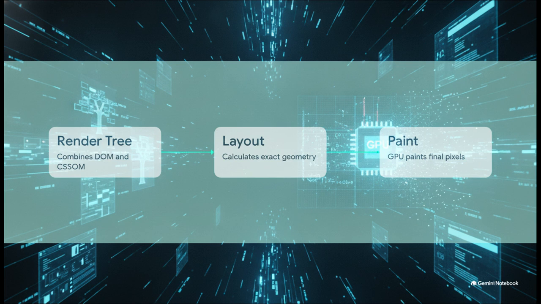Next, in step 2, the engine calculates the layout. It does the math to determine the exact geometry of the page, figuring out exactly where every single paragraph, image, and button needs to sit based on the exact dimensions of your browser window. Finally, step 3, we paint. The browser engine hands these calculated display instructions over to a dedicated GPU process. The GPU rapidly paints these elements into layers, and then, through a process called compositing, it flattens all those layers together to form the final image, turning abstract data into the colored pixels you actually interact with.